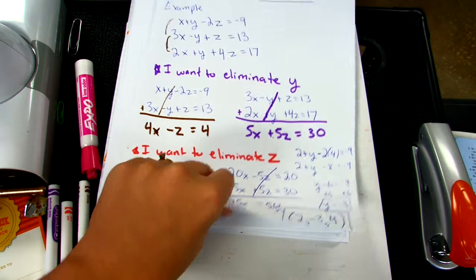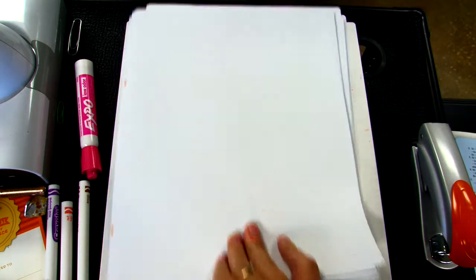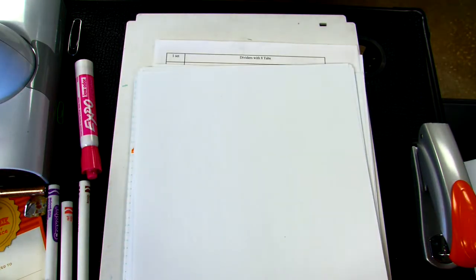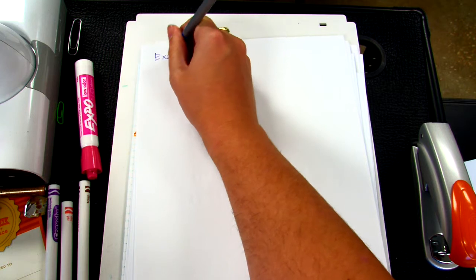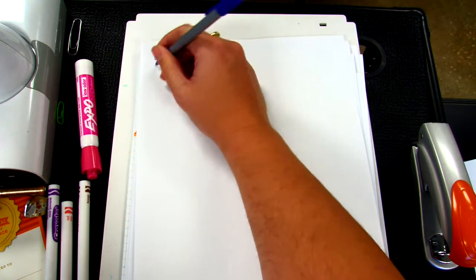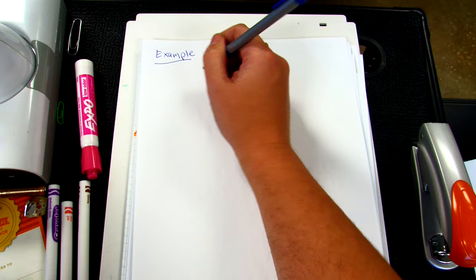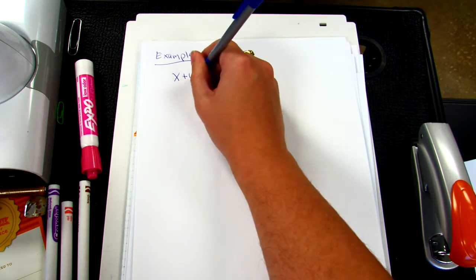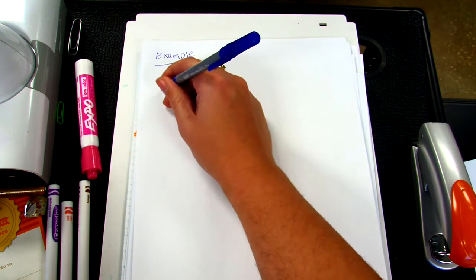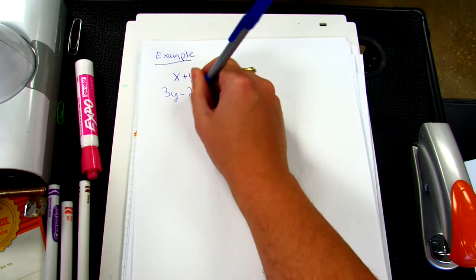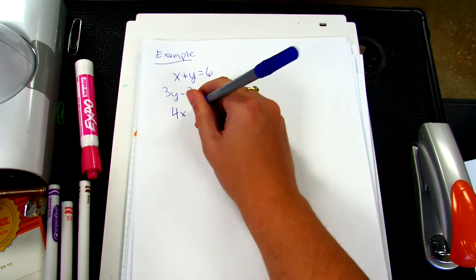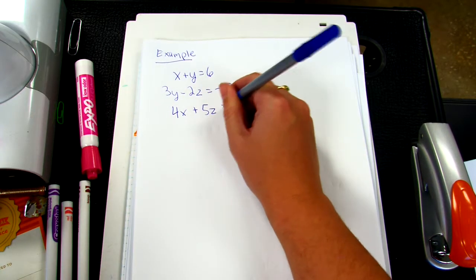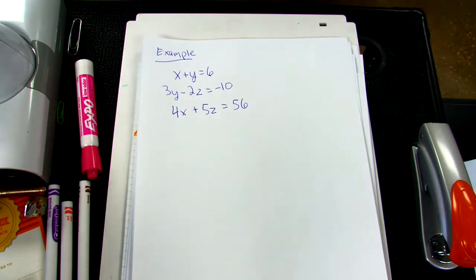Next example. Okay, so let's say I have a system that looks like this. x plus y equals 6. 3y minus 2z equals negative 10. And 4x plus 5z equals 56. Okay?